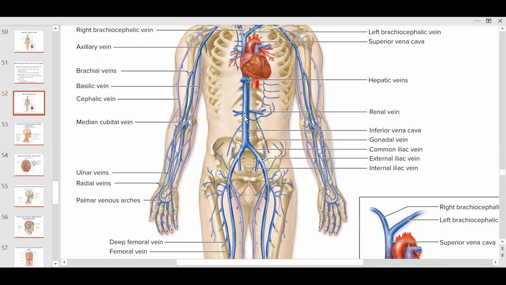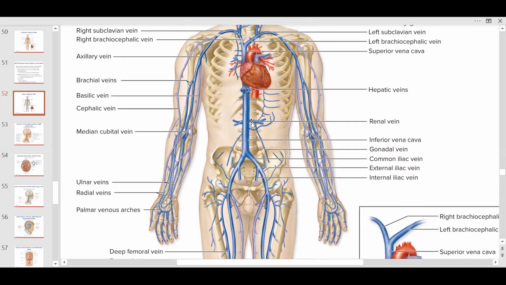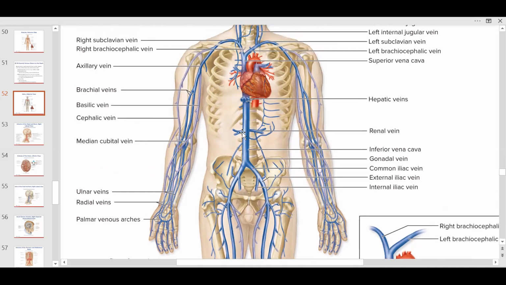And then there's a portal system we talked about coming from the intestines to the liver. So you have to basically know what's going on with the portal system. And then you have your renals. The kidneys aren't here, don't forget.